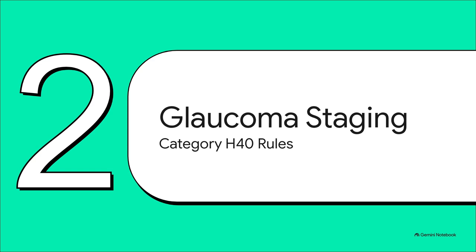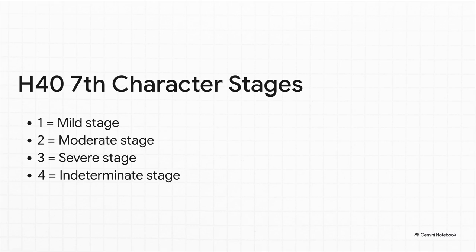Section 2, glaucoma staging bilateral rules. Navigating Category H40. All right, Category H40 for glaucoma. This is where 7th characters and strict bilateral rules absolutely trip coders up. Precision here is literally everything. The CMS rules demand exact laterality, distinct etiology, and precise clinical staging. To capture the exact progression, you absolutely must memorize these H40 7th character staging laws.